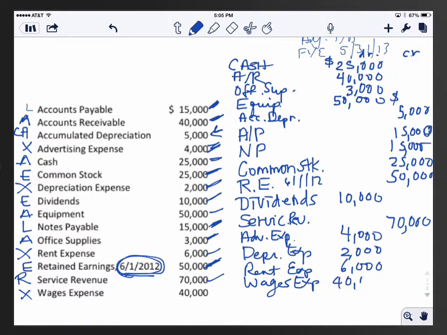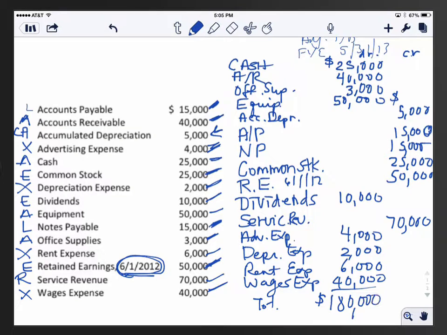$40,000. Now let's add up our two columns. So in the debit column, we've got $25,000, $40,000, $3,000, $50,000, $10,000, $4,000, $2,000, $6,000, and $40,000. If you add all of those up, hopefully, we'll just call it total for now, you get $180,000.